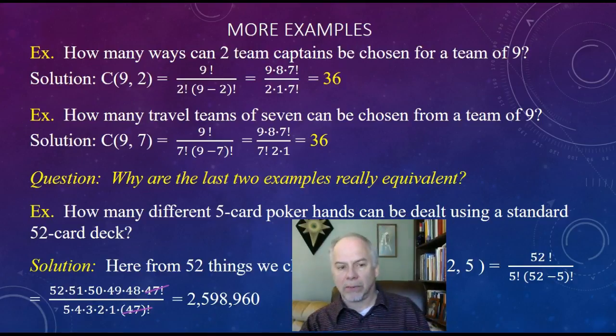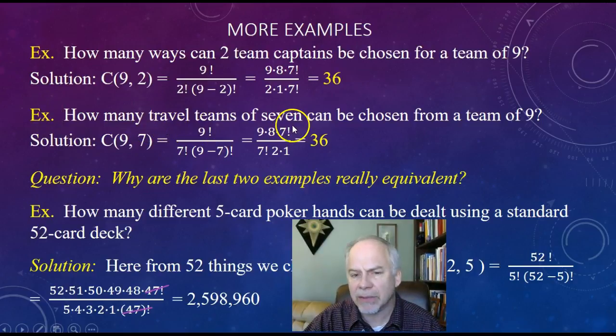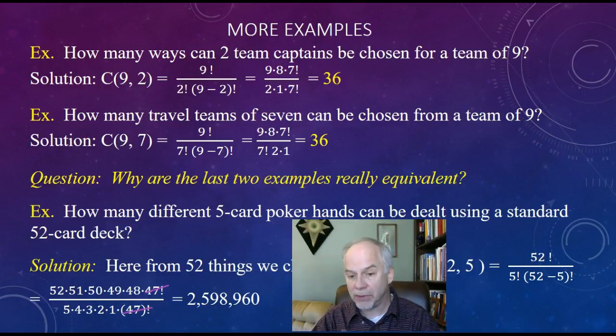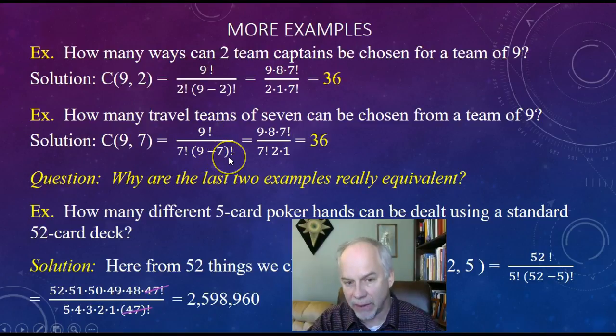Okay, now here's another example. How many travel teams of 7 can be chosen from a team of 9? So instead of choosing 2 out of 9, we're choosing 7 out of 9 to form a travel team. And so it's choosing out of 9 things, choosing 7 at a time. So it's 9 factorial over 7 factorial times (9 minus 7) factorial.